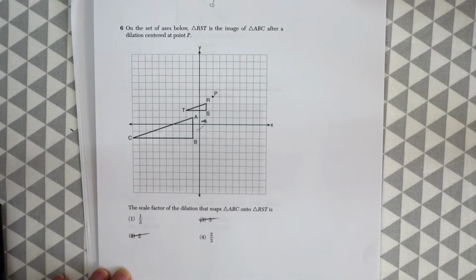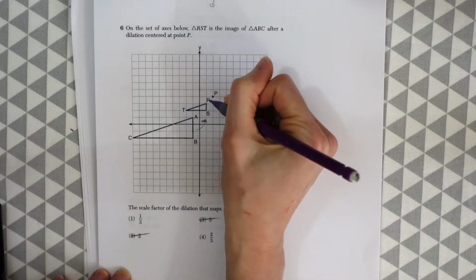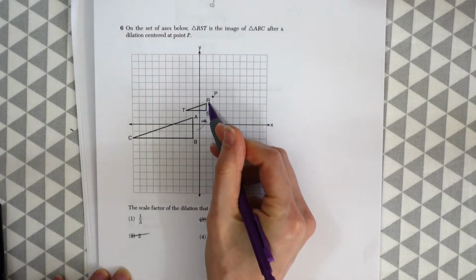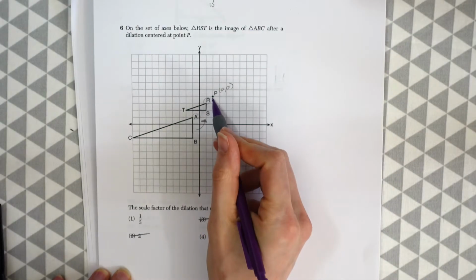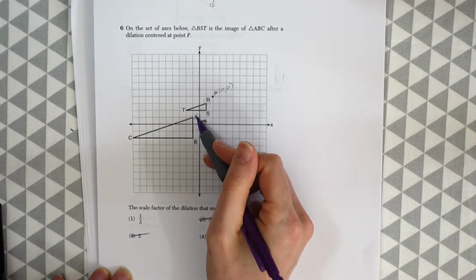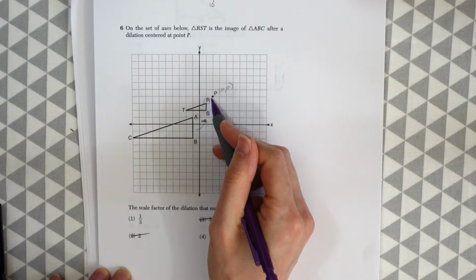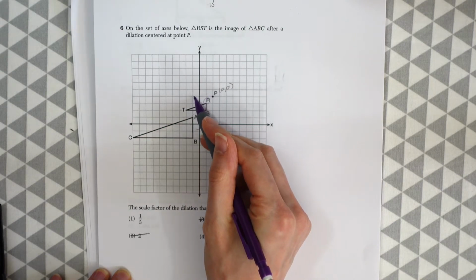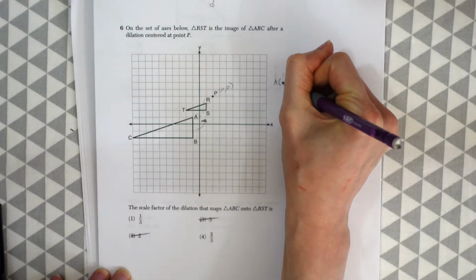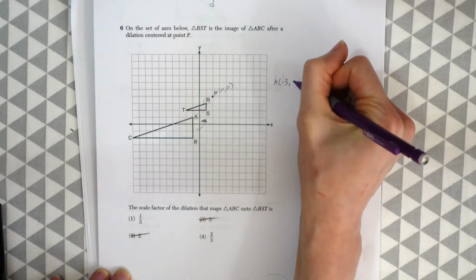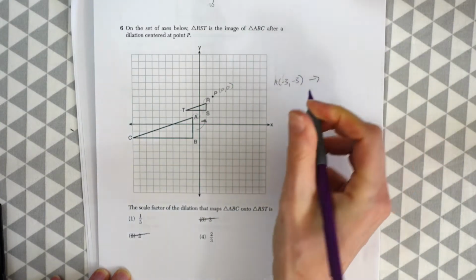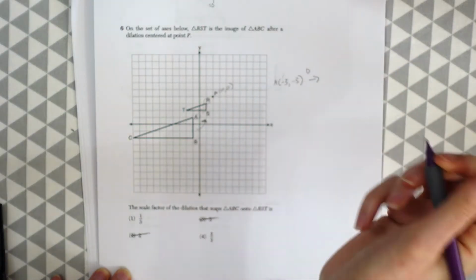So let's just pick a point that are associated with each other. So it's clear that point R goes to point A, right? So let's pretend P is our origin, and let's count where point A is in reference to that. So we have 1, 2, 3. So we have point A is -3, and then down 1, 2, 3. So -3, -3.